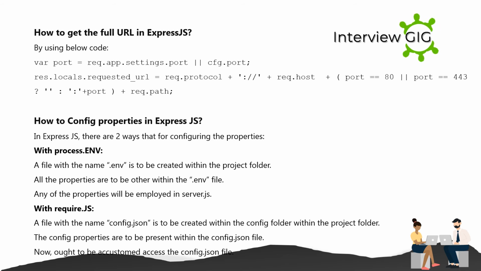How to configure properties in ExpressJS? In ExpressJS, there are two ways for configuring the properties. With process.env: a file with the name .env is to be created within the project folder. All the properties are to be kept within the .env file. Any of the properties can be employed in server.js. With require.js: a file with the name config.json is to be created within the config folder within the project folder. The config properties are to be present within the config.json file. Now, require should be used to access the config.json file.